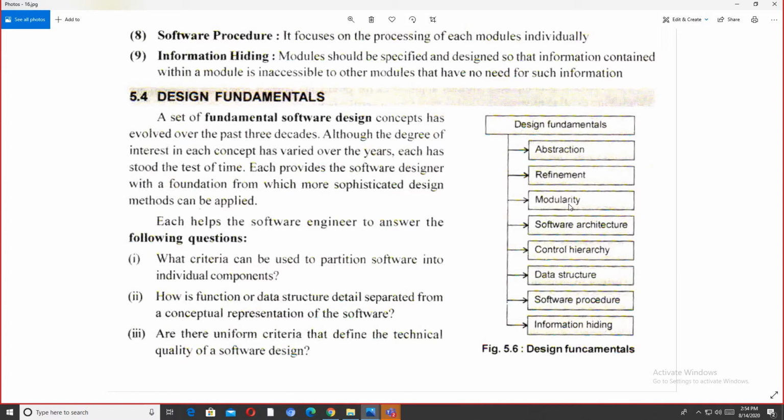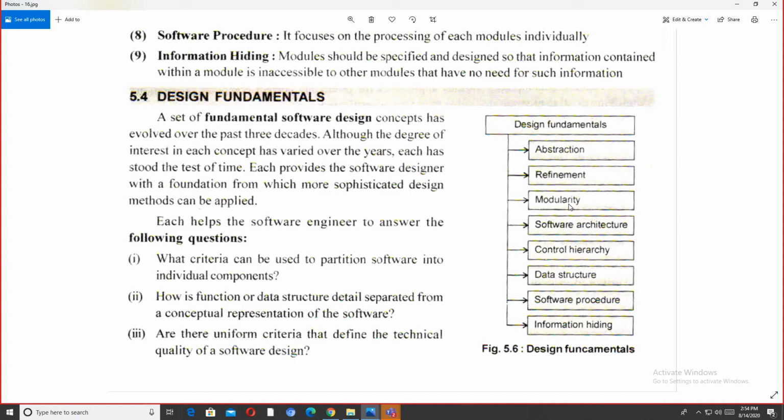Now, how are the function detail and the data detail separated from a conceptual representation of the software? Clearly it means that we have to take care of function and data structure differently, because the function that a particular software is going to produce will be using the data structure eventually to execute all of the operations relevant to the function.